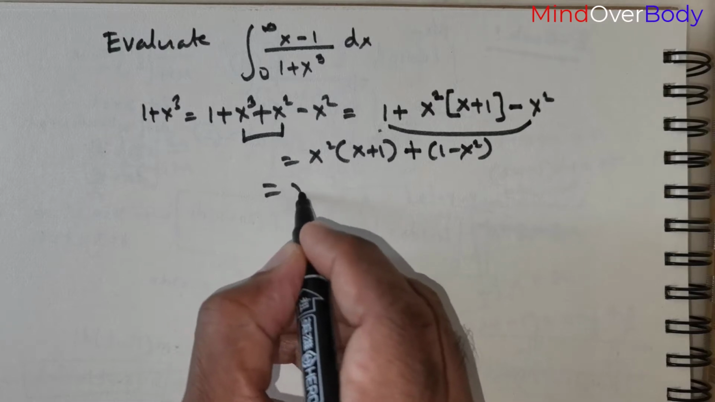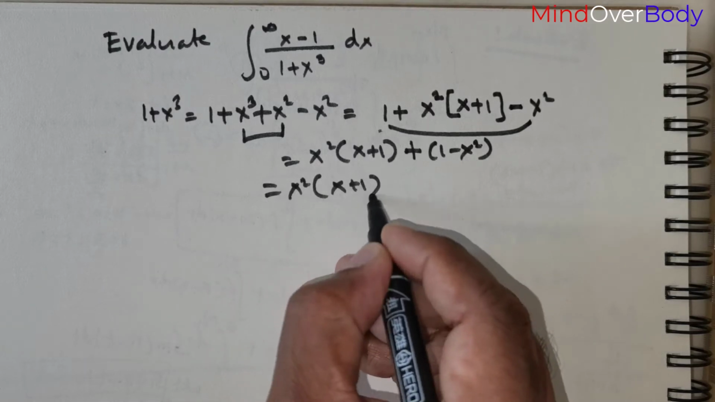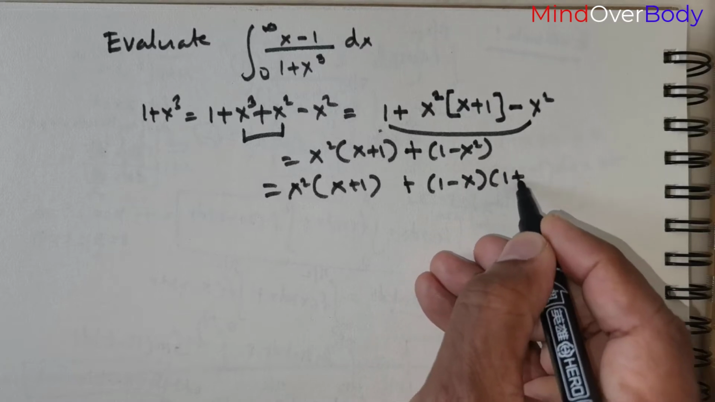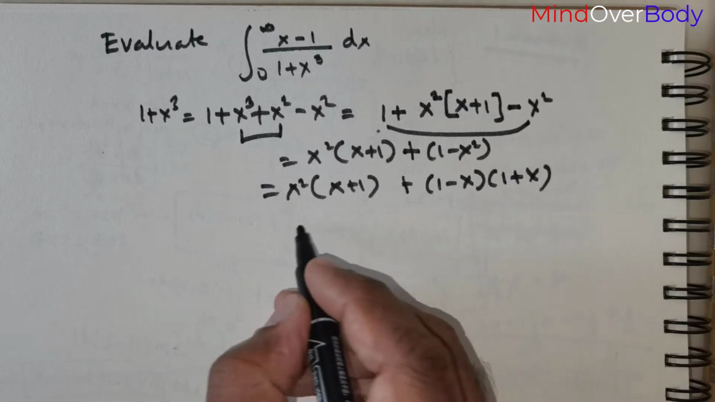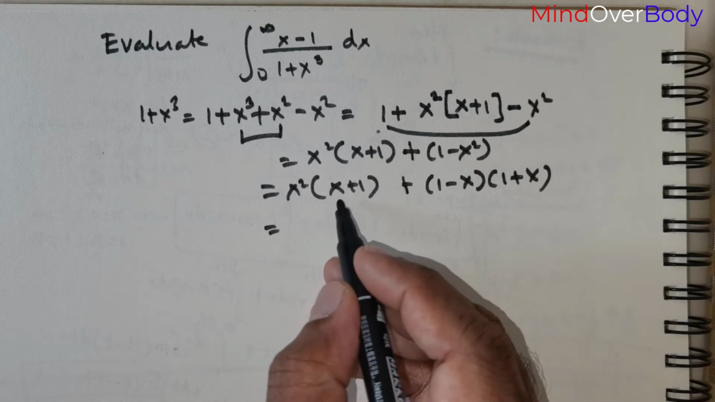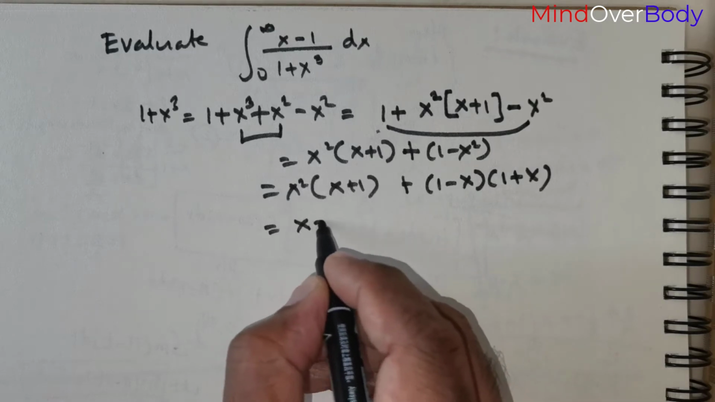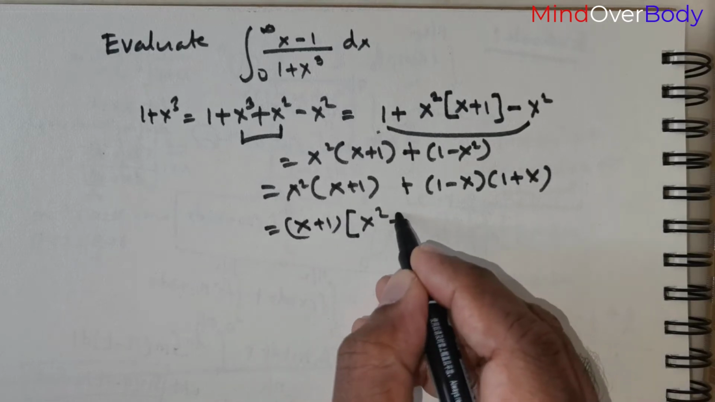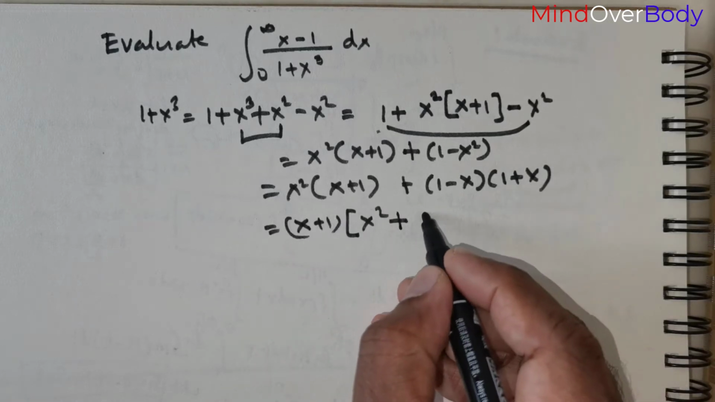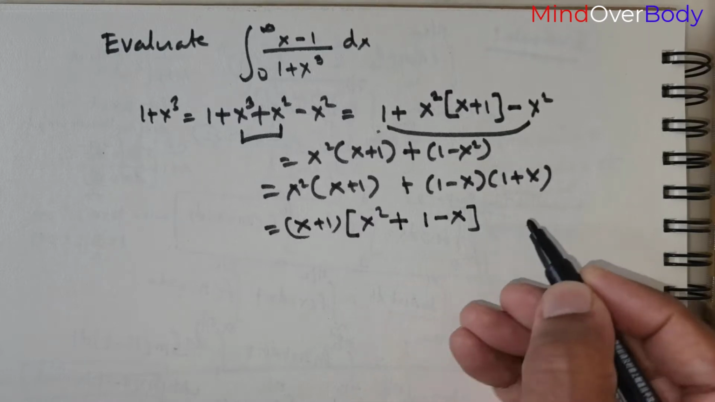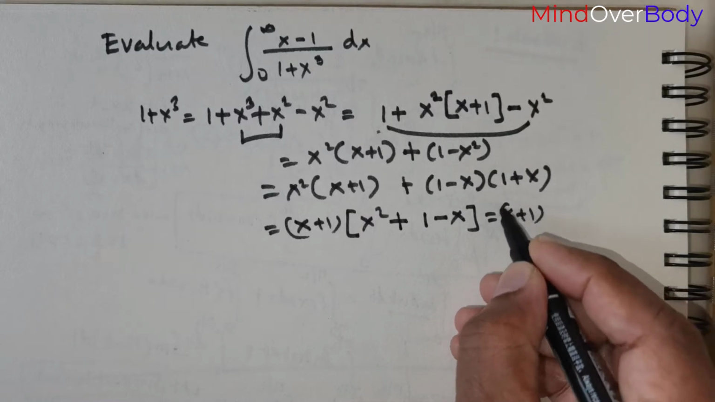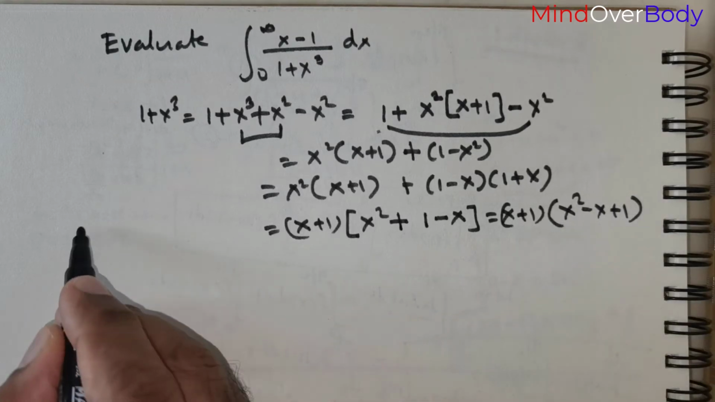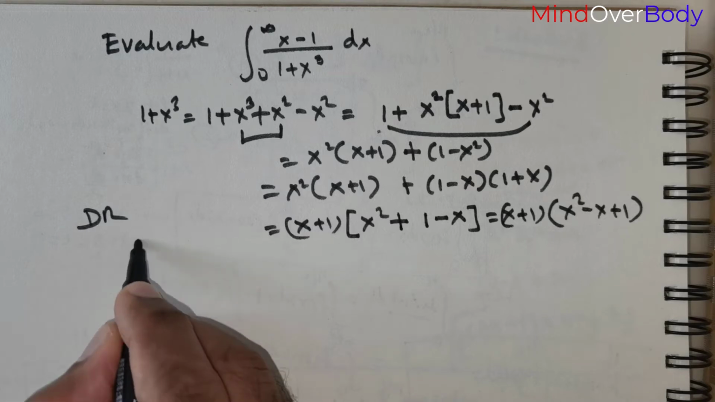So this is going to be x^2(x + 1) followed by a positive sign and (1 - x^2). Then I would like to rewrite 1 - x^2 as (1 - x)(1 + x). From here I can easily take out x + 1. So that would mean I would now have x^2 here followed by (1 - x). So we can rewrite this as (x + 1)(x^2 - x + 1). So this is all done for the denominator.